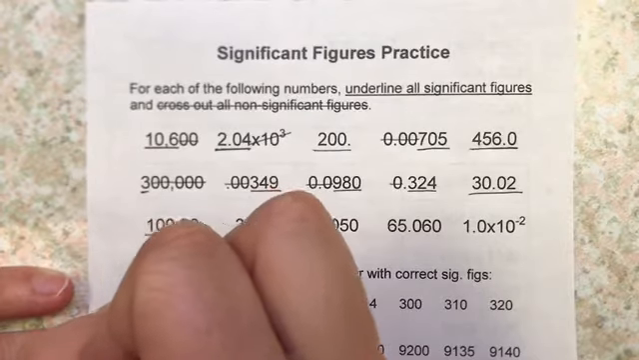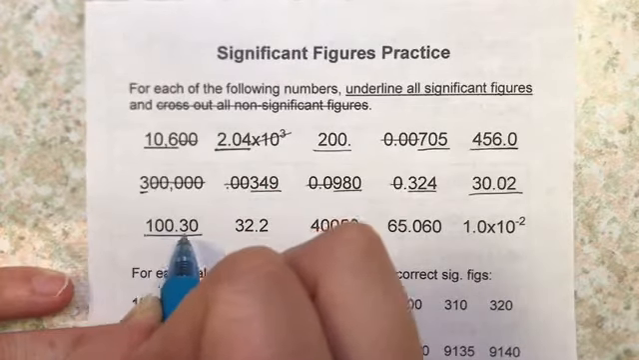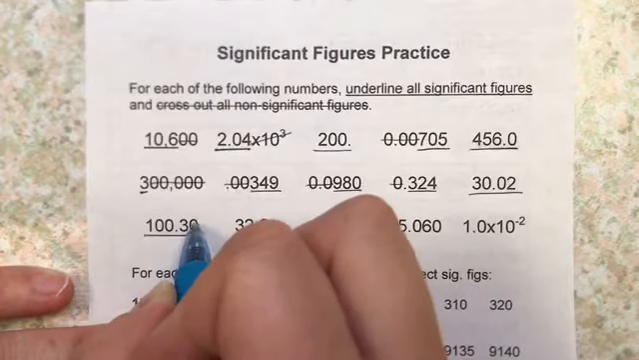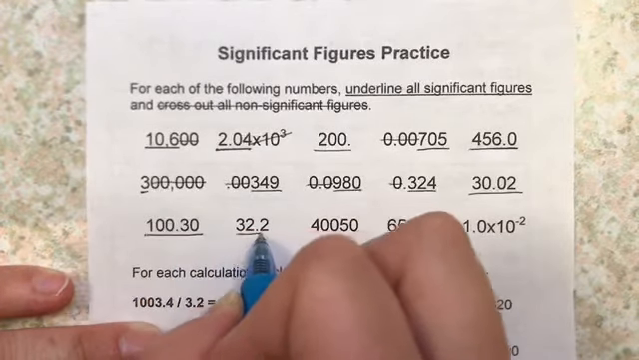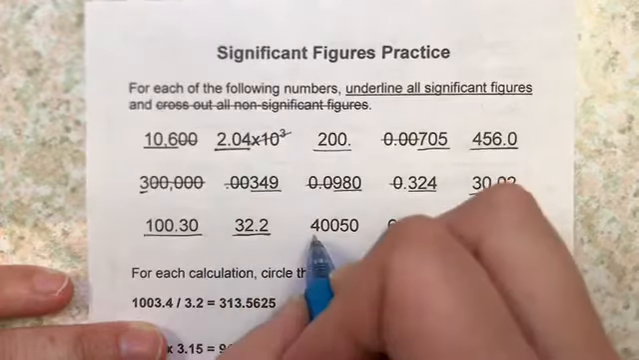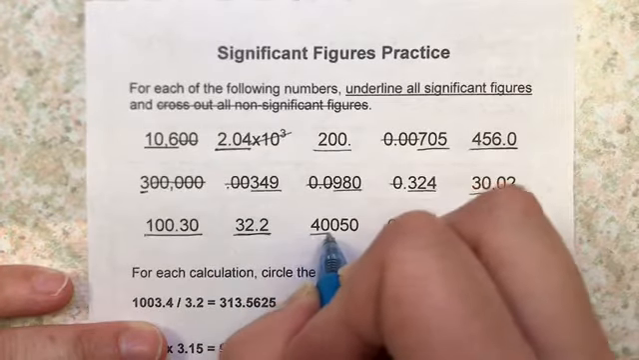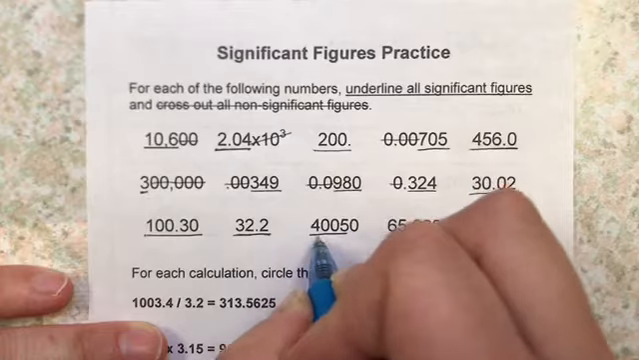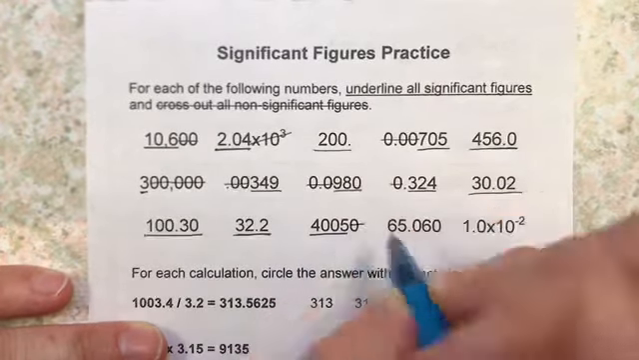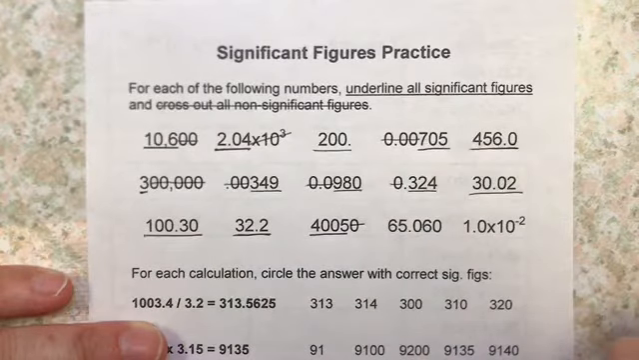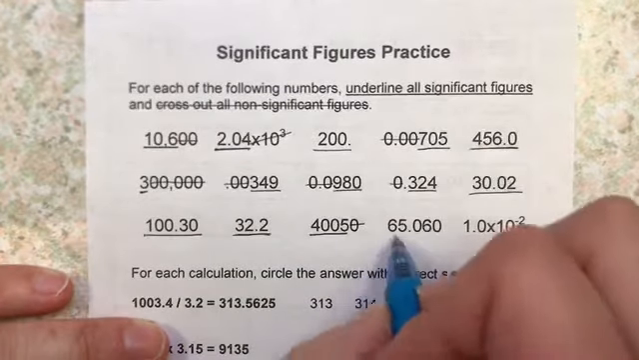100.30 are all significant. The zeros because they're sandwiched between the 1 and the 3. That 0 at the end because it's at the end of the number and after the decimal point. 32.2, no zeros, all significant. 40,050, the 4005 is significant. The zeros because they're between the 4 and the 5. That 0 at the end is not because we have to assume it's rounded because there's no decimal point being shown.